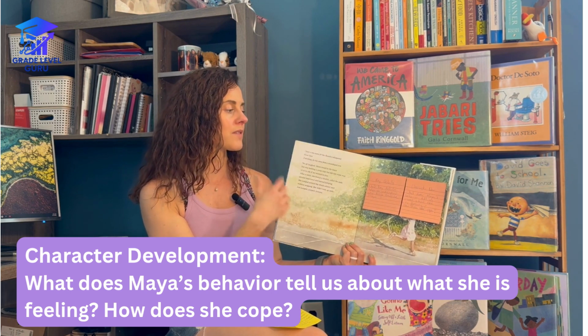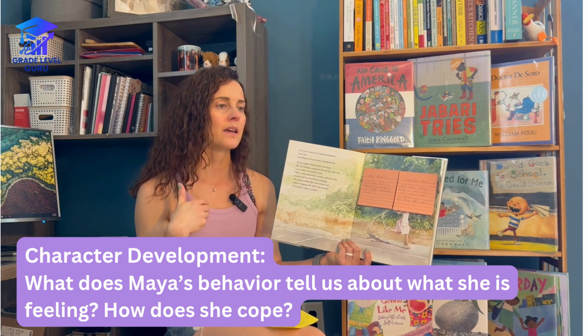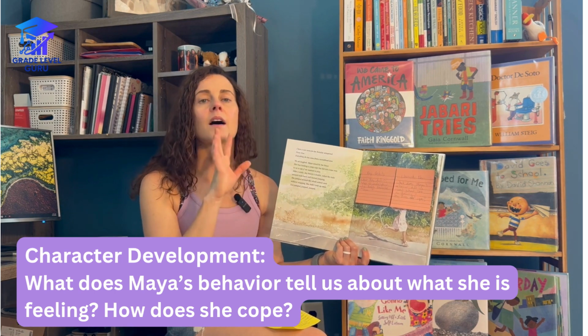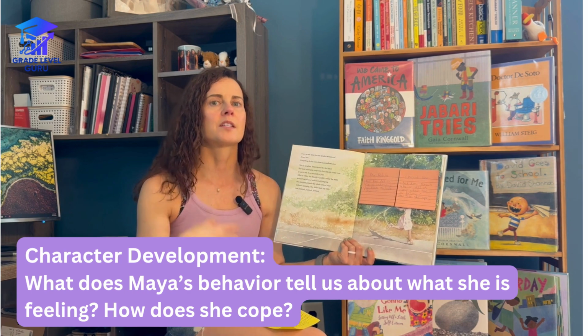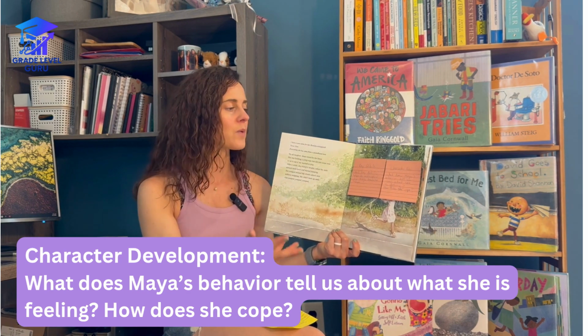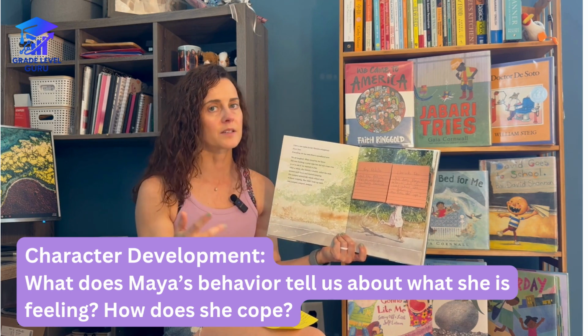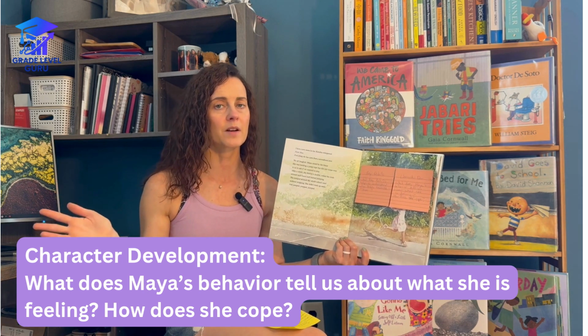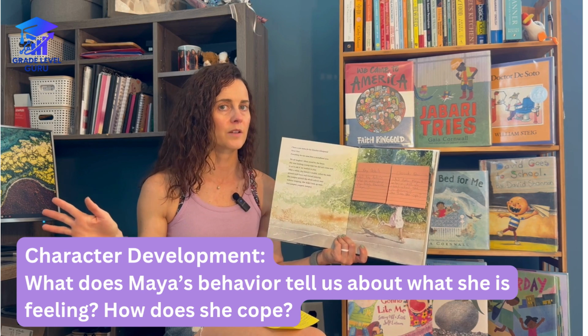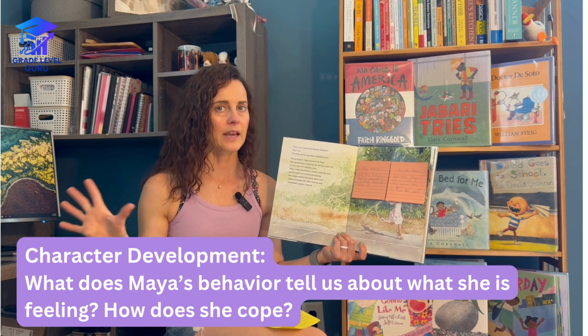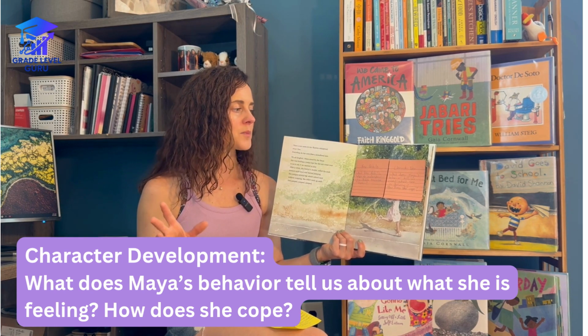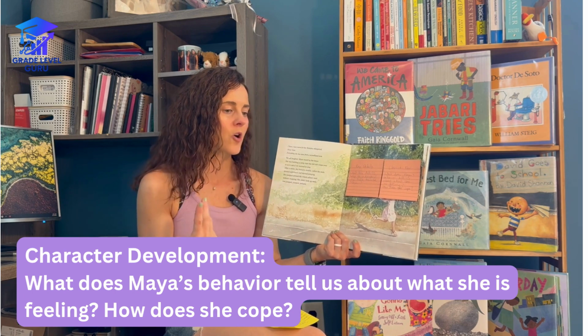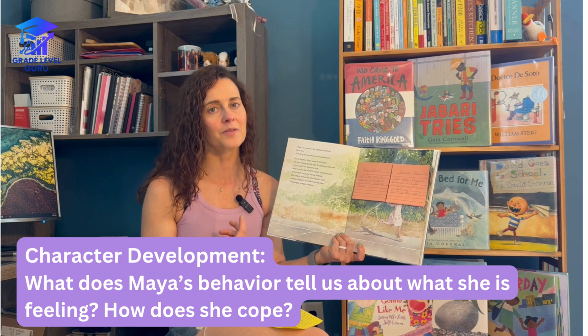Maya makes three or four attempts at approaching the other kids, befriending them, talking to them, asking them if they want to play. But this is the first time that she doesn't. She goes over by the fence and she stands by herself. She does not even approach the other kids or say anything or do anything. So her behavior shows that she is now coping by isolating herself.